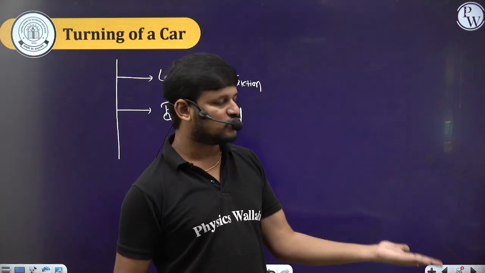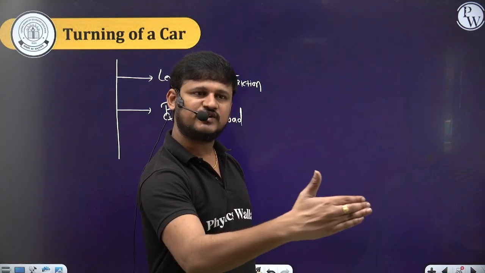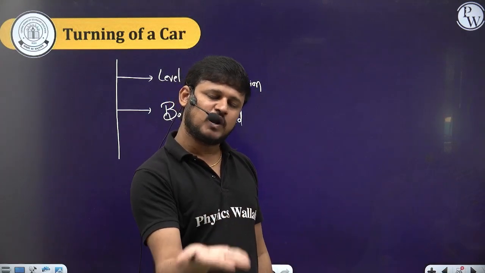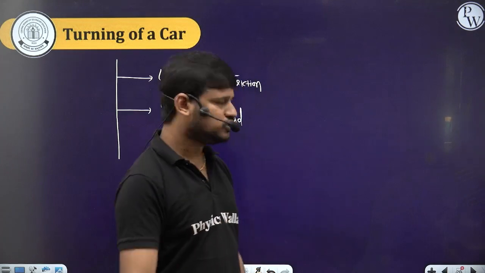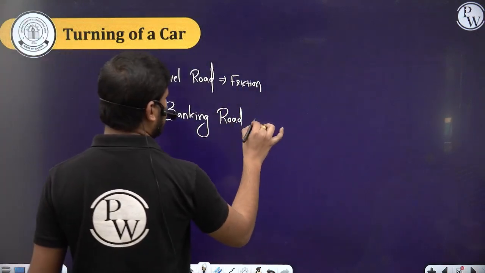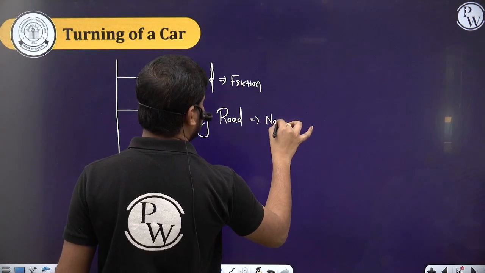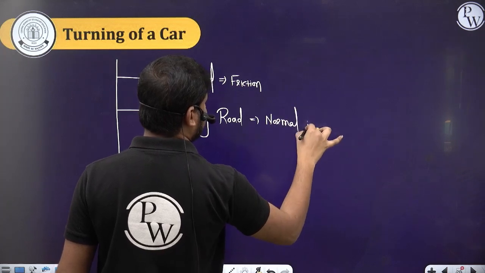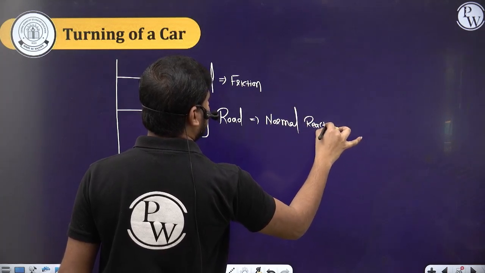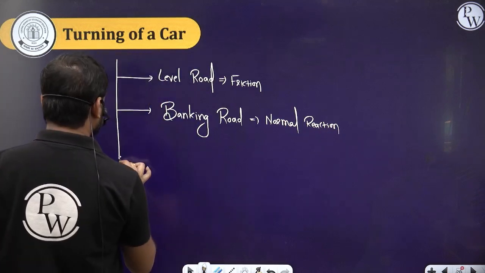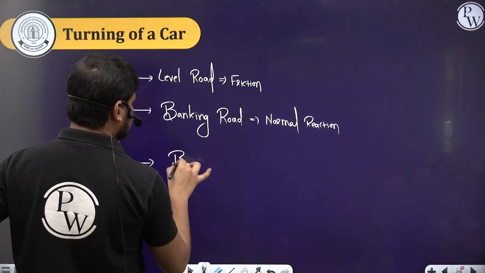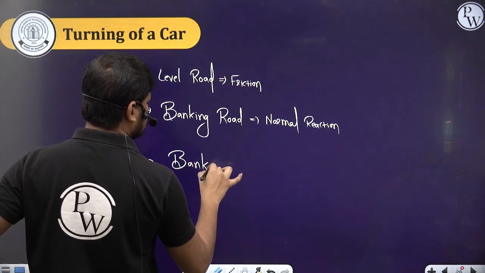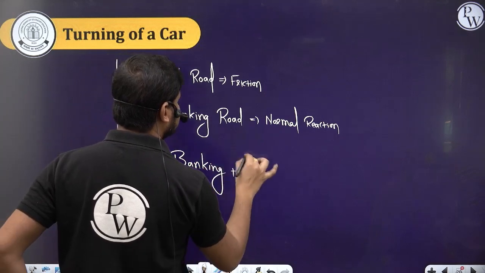So that's called banking. Or if you are taking the left turn like this, the road will be somewhat high at that turning. That's called banking. On the banking, the force that acts is a normal reaction. Okay. Next we'll see the banking with friction, the third case, banking plus friction.